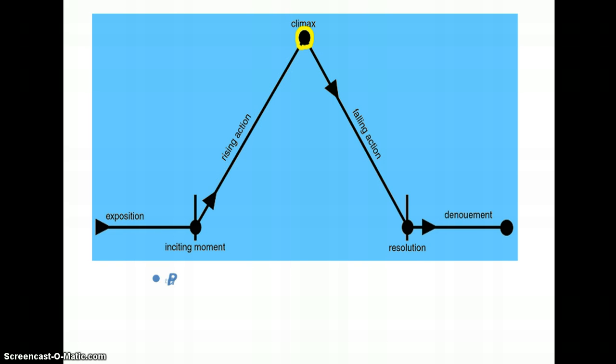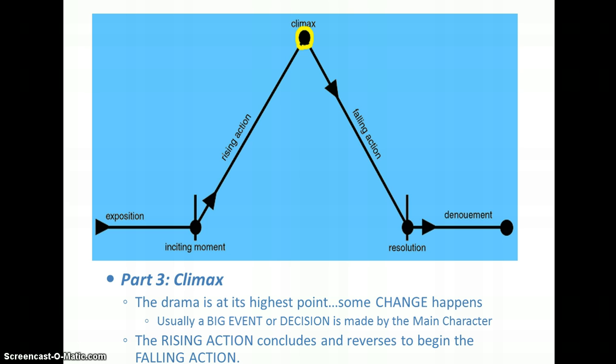The next part of the story is that most exciting point. It's the turning point. This is what we call the climax. This is where the drama is at its highest point. Some change happens. Usually a big event or decision is made by the main character. The rising action concludes and reverses to begin the falling action.